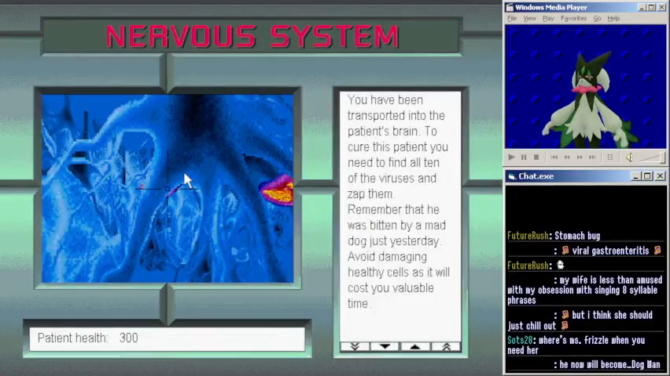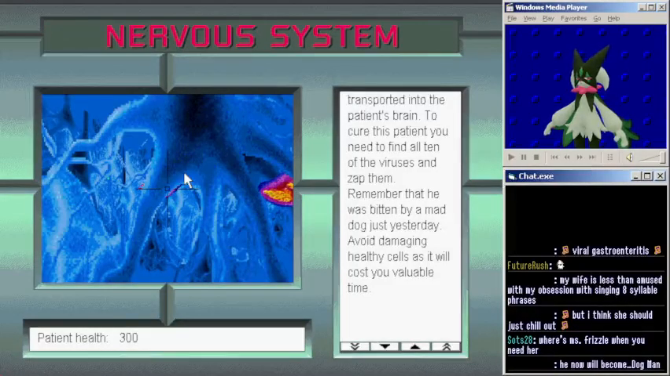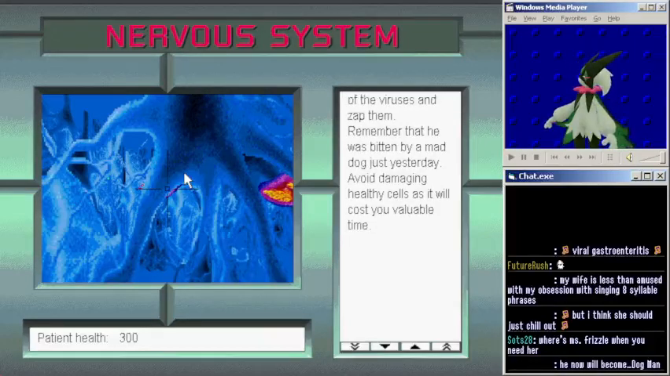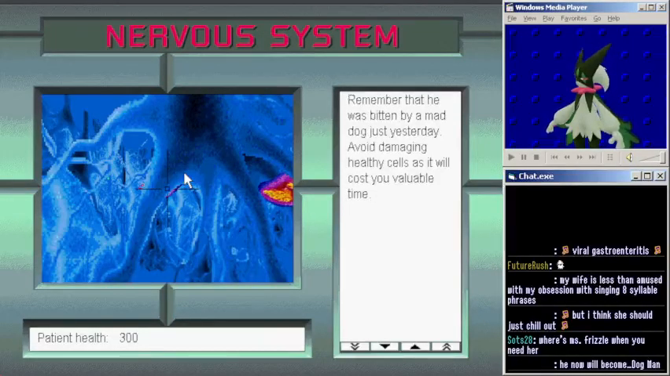You have been transported into the patient's brain. To cure this patient, you need to find all 10 of the viruses and zap them. Remember that he was bitten by a mad dog just yesterday. Avoid damaging healthy cells, as it will cost you valuable time.